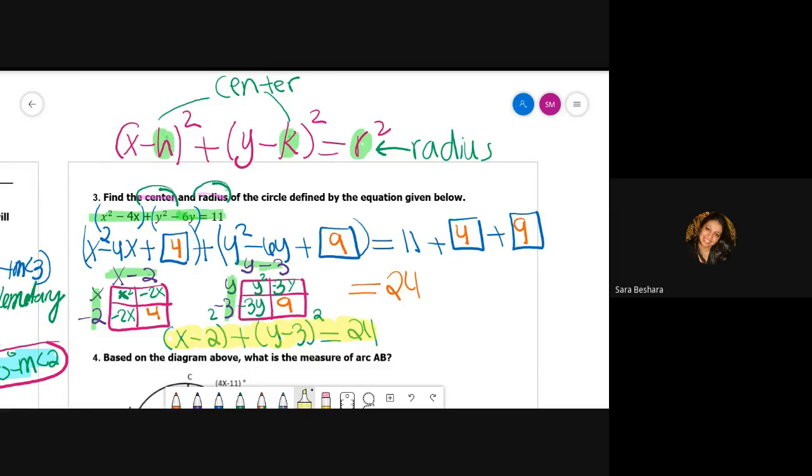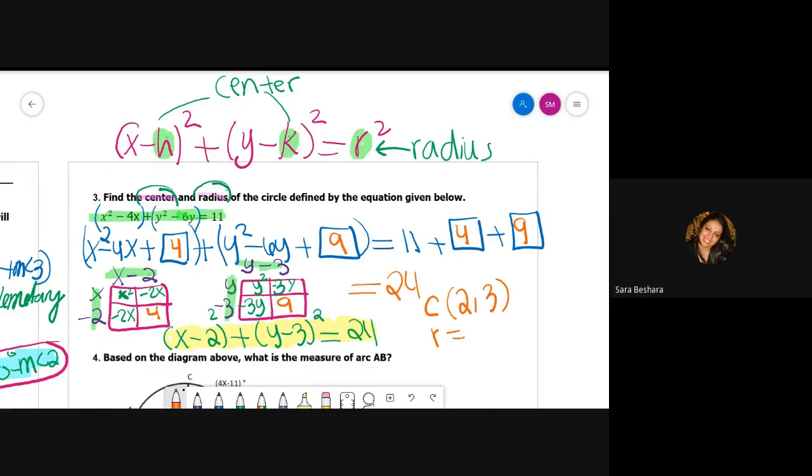Now, the question didn't ask us to write the standard form. The question asked us to write the center and the radius. So I'm just going to write the center and radius on the side. So center would be 2 and 3. Remember to flip your signs as you go outside. Your signs must always be flipped for h and k, because that negative has to stay with the formula. You only take the number out. We don't take the negative with it.